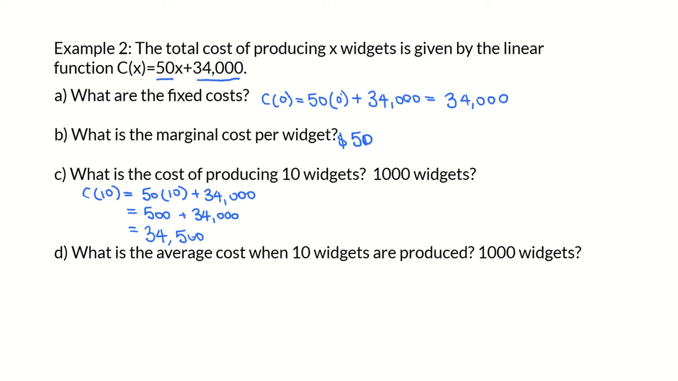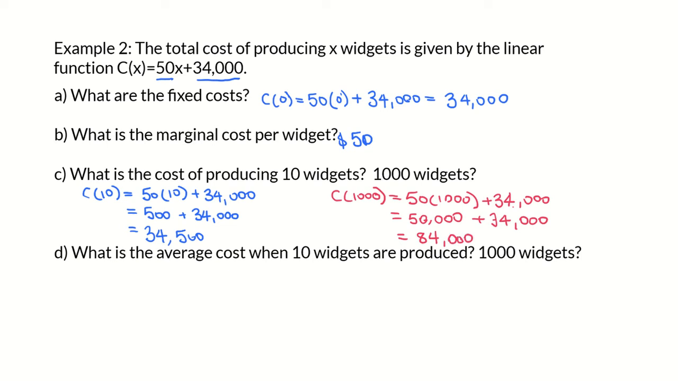The cost of producing 1,000 widgets would be 50 times 1,000 plus 34,000. This would be 50,000 plus 34,000, which is 84,000. So, of course, as we are producing more widgets, the cost increases. So the cost is greater for producing 1,000 versus 10 widgets.